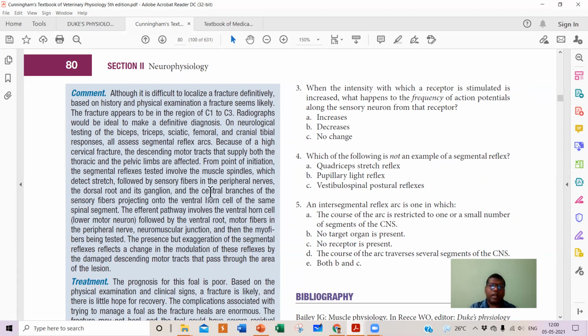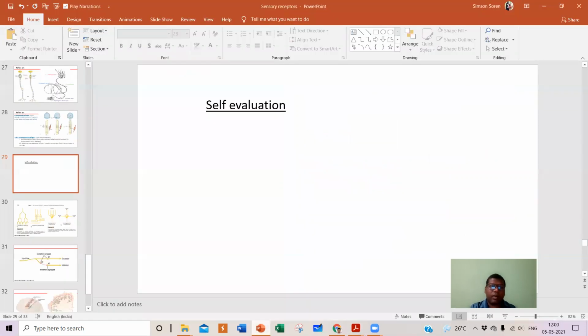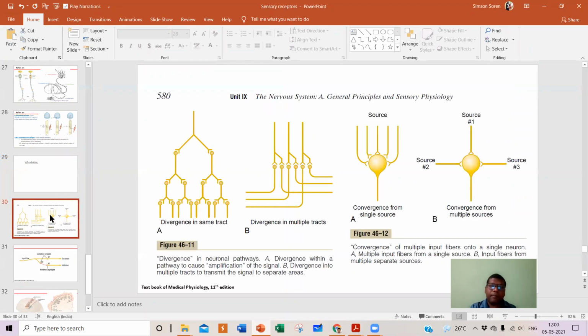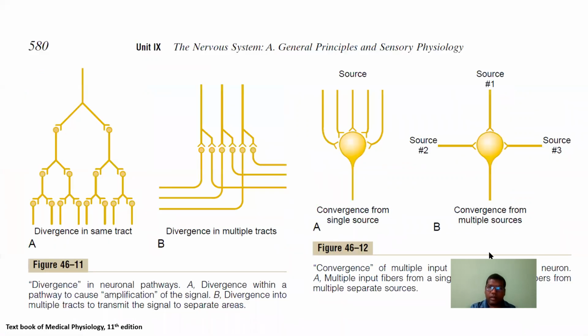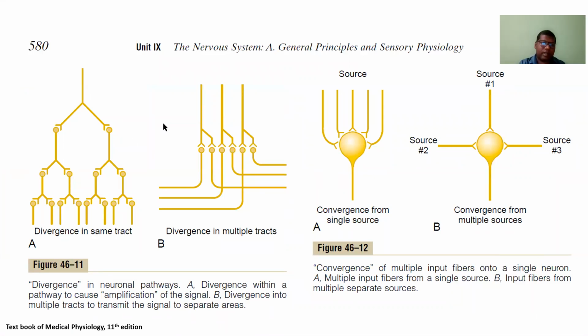So this is about the exercise. Let us see some other concepts. So let us see the definition of the term divergence in the same tract. What do you mean by divergence in the same tract? So divergence within a pathway causes amplification of the signal.